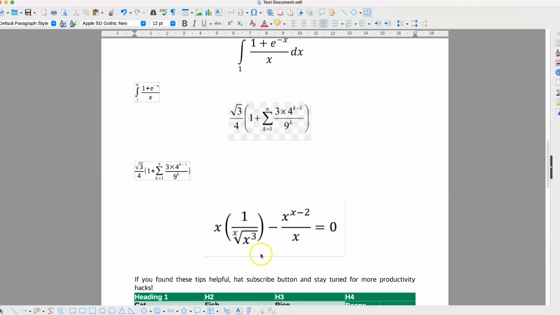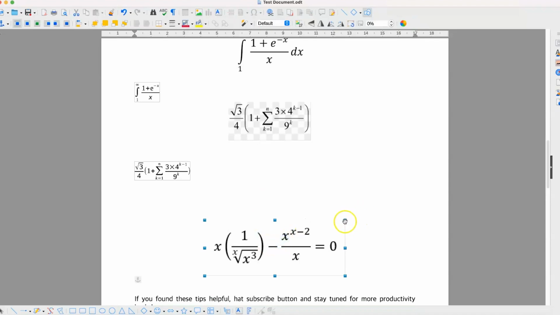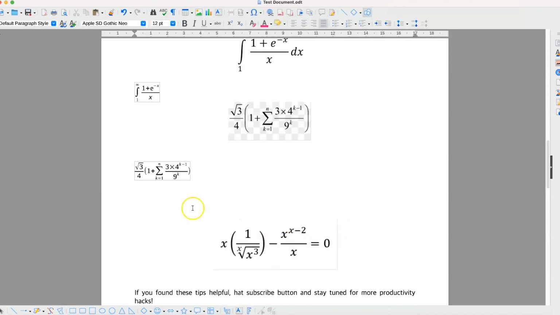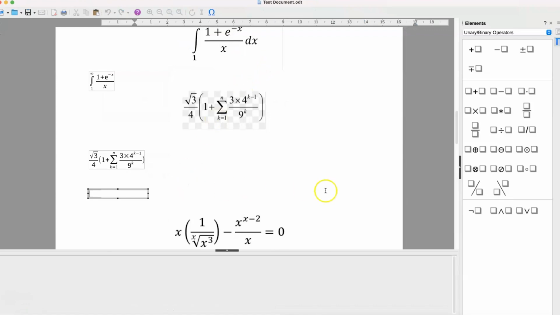So let's go ahead and write the last one, which is a bit more complex. So let's select this. Let's select the point, and then we can just go ahead and write. Come to insert, OLE object, and formula object. All right, so the first one is just x, and then we have it inside a bracket.